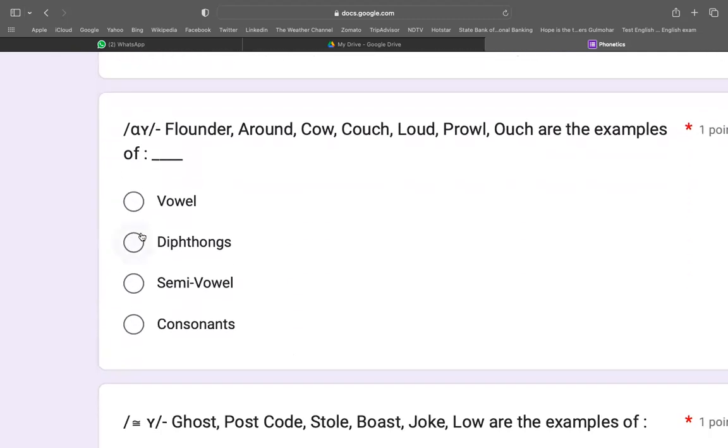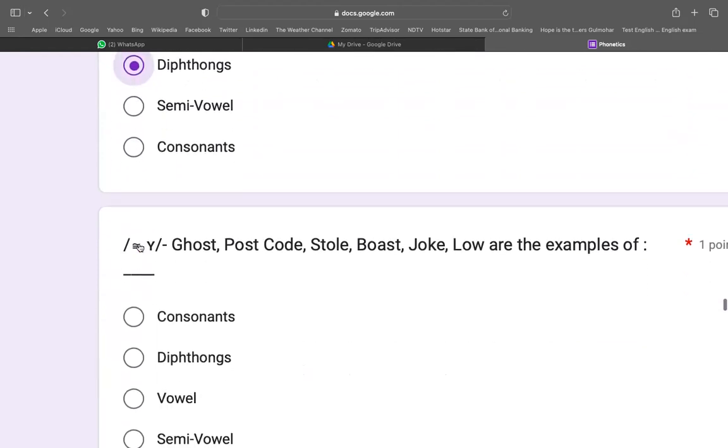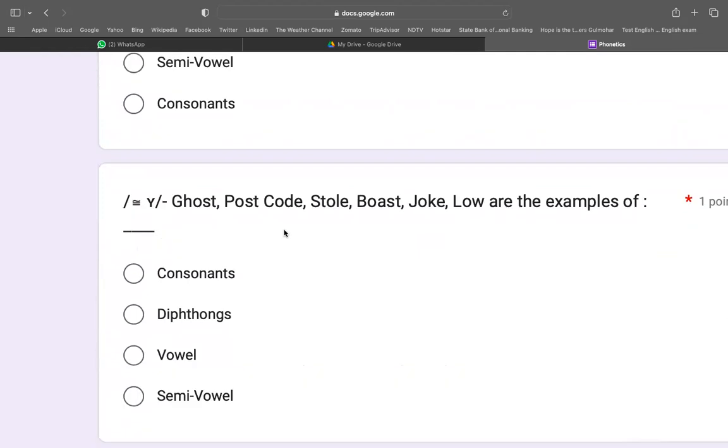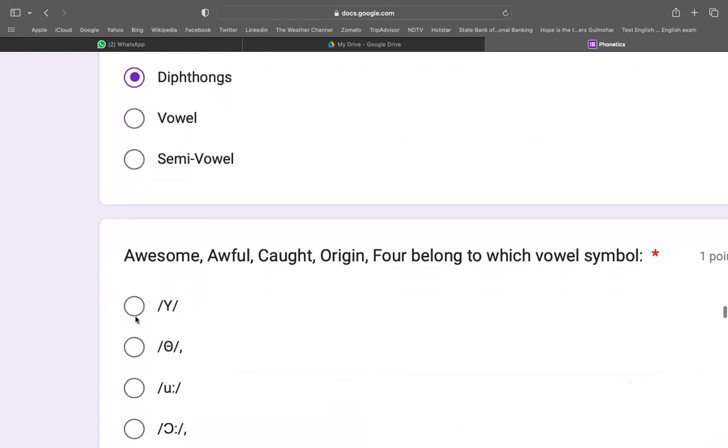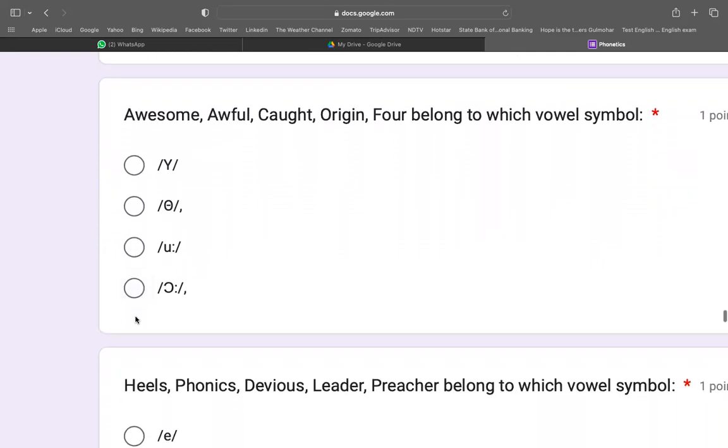Now, moving to the next one: flounder, around, cow, couch, loud, prowl, ouch are the examples of. Again, the symbol itself is indicating that it's a diphthong. So, ghost, postcode, stole, boast, joke, low are the examples of. If you observe the symbol, that's also indicating diphthongs as per the book picture. Next is awesome, awful, caught, origin. Four belong to which vowel symbol?